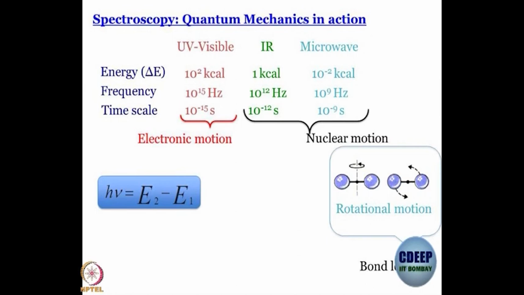IR and microwave discuss nuclear motion. IR talks about vibration, microwave talks about rotation. And the reason why we can neglect one kind of spectroscopy while dealing with another is provided by the Born-Oppenheimer approximation. I believe it is known to you. What is the Born-Oppenheimer approximation?